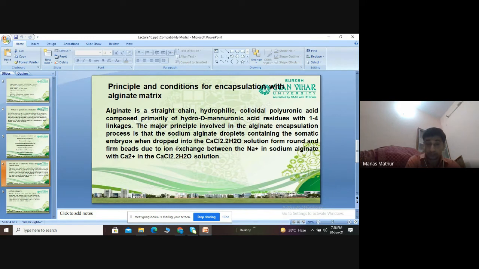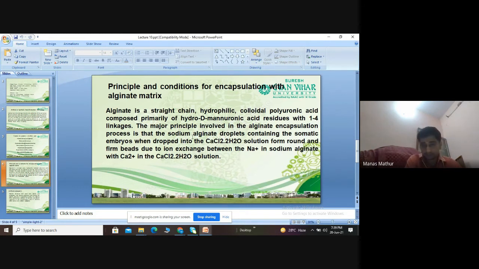Now, what is sodium alginate? Sodium alginate is a straight chain hydrophilic colloidal polyuronic acid composed primarily of units of hydrodimenuronic acid, which contains 1,4 linkages.